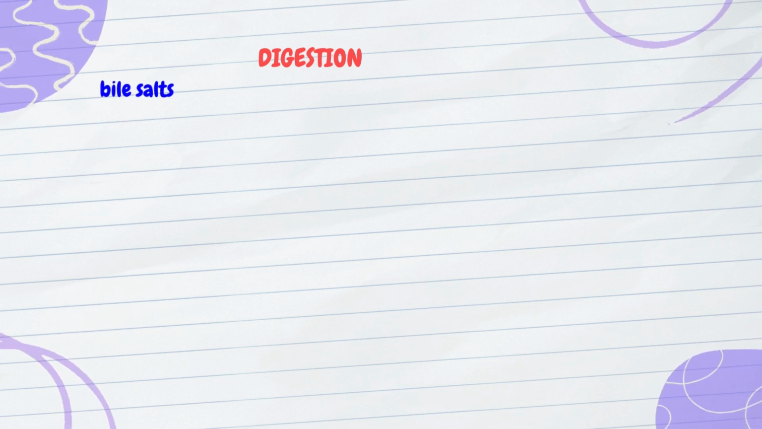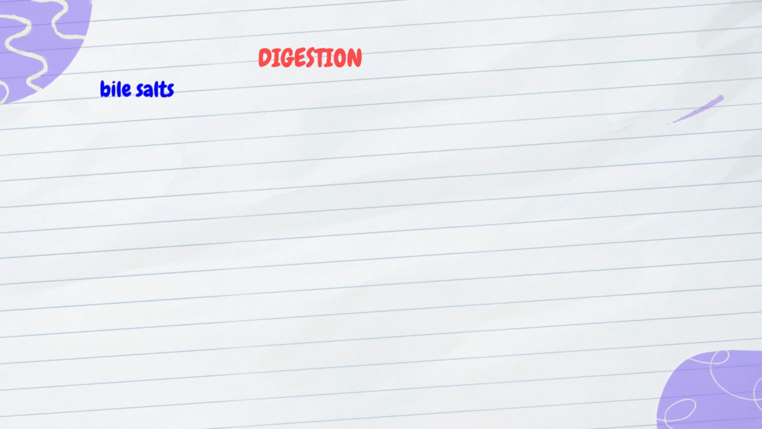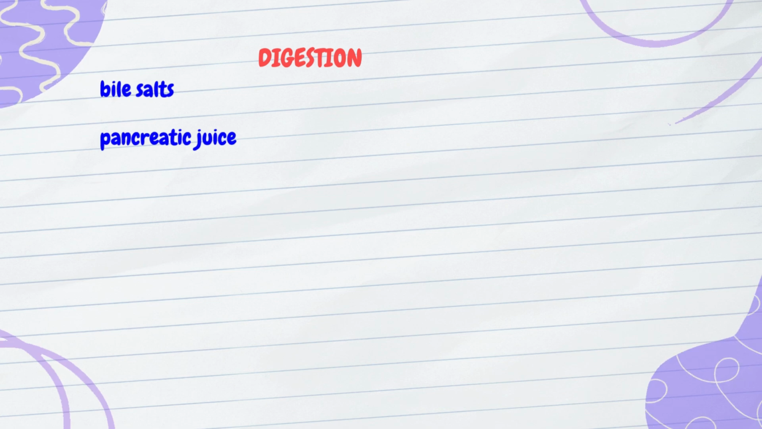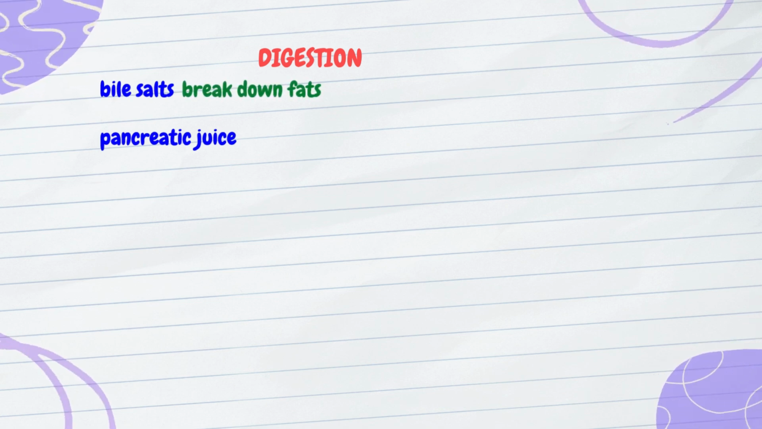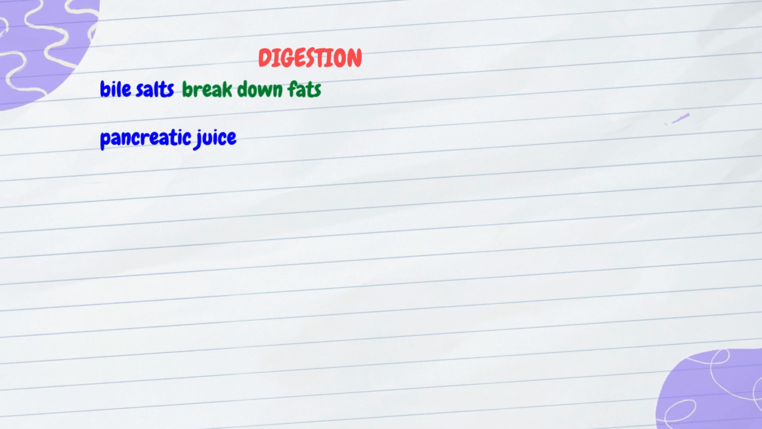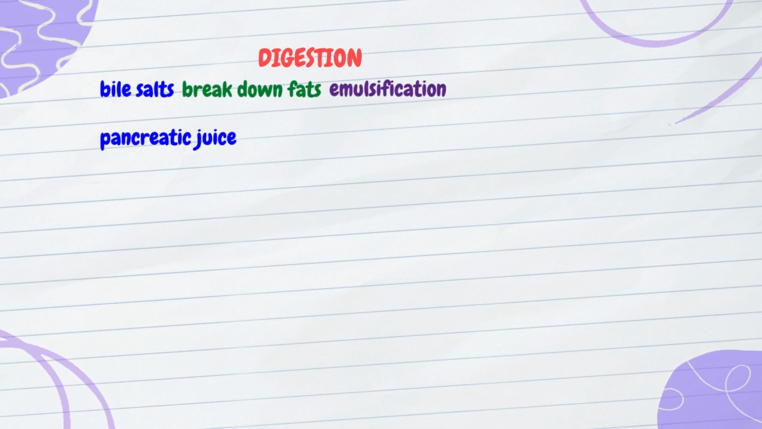The acidic food from the stomach stimulates the release of the bile salts from the gallbladder and the pancreatic juice from the pancreas. The bile salts break down fats into smaller droplets to increase the surface area for the lipid digestion. This process is called emulsification.